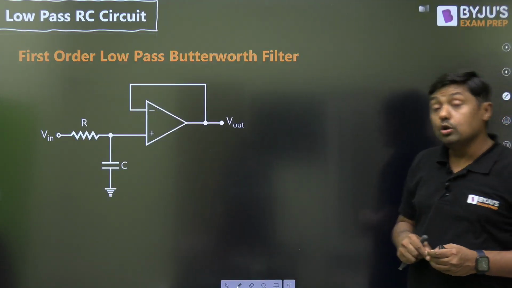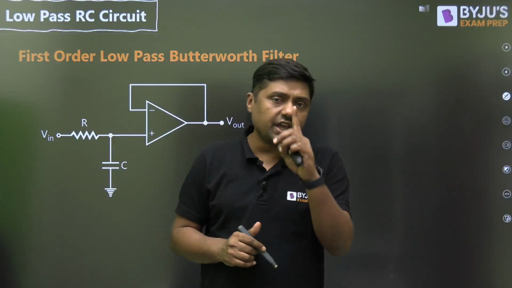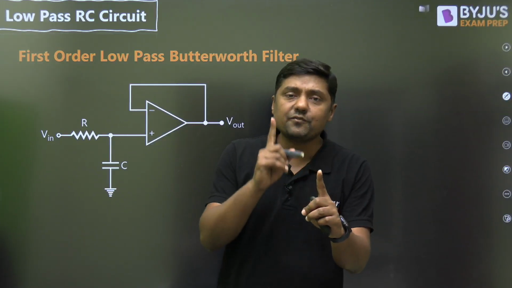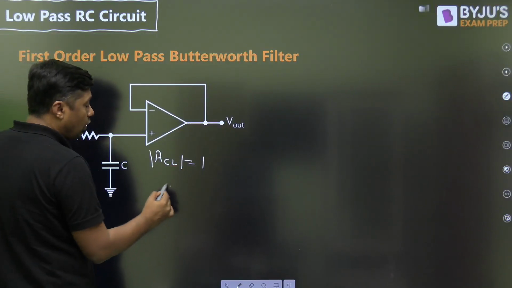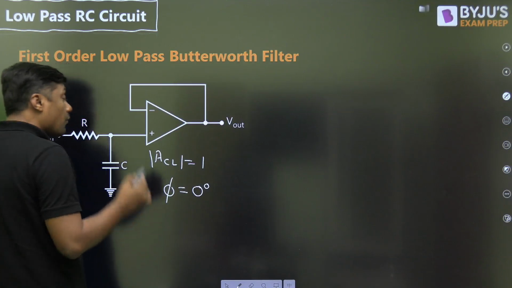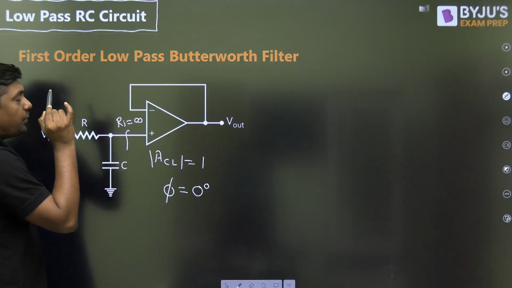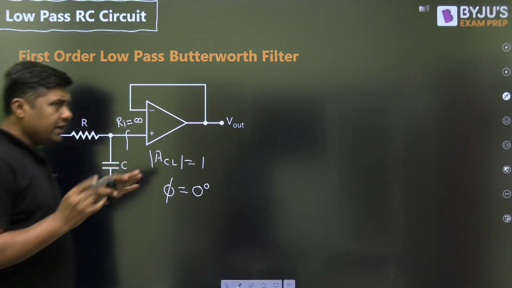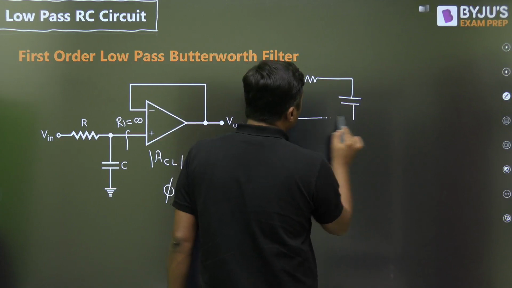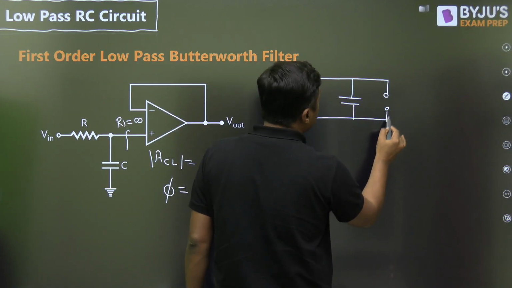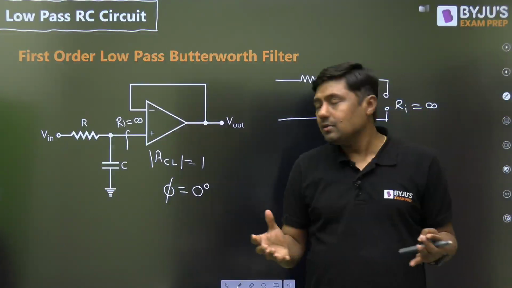So what is the active filters? We are using a voltage follower, that is non-inverting operational amplifier, for which the gain is 1 and the phase shift is 0. So this is a voltage follower. What is the gain? 1. And what is the phase shift of this circuit? 0. Most important thing, what is the input resistance up to this point, or input impedance for ideal operational amplifier? It is infinite. When it is infinite, this is R, this is C, and when we are connecting infinite resistance, means it is open circuit. It is open circuit.